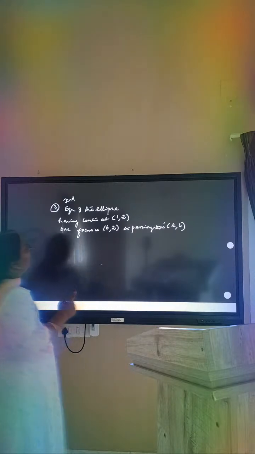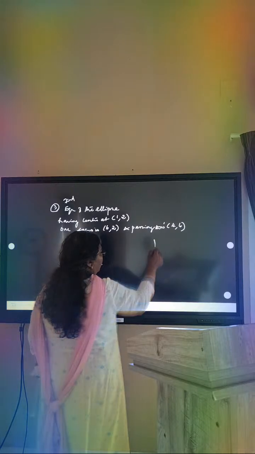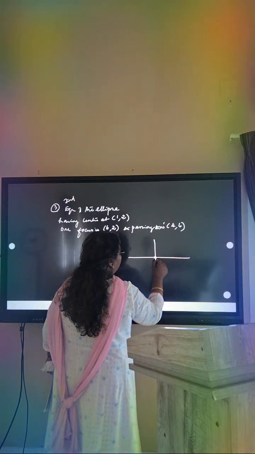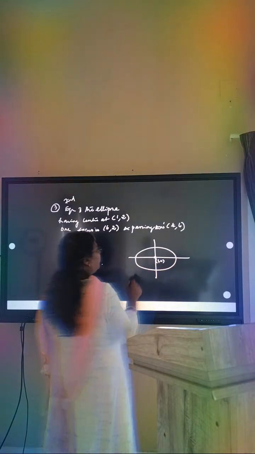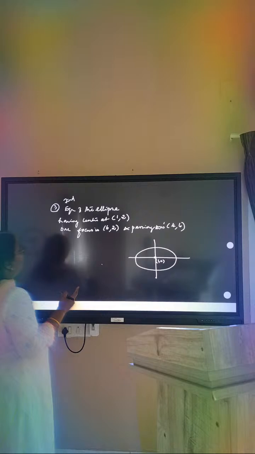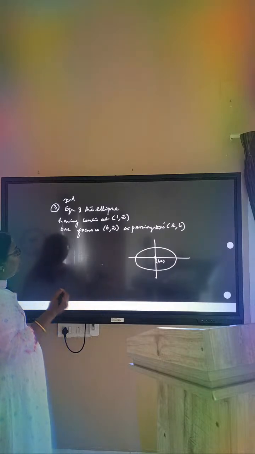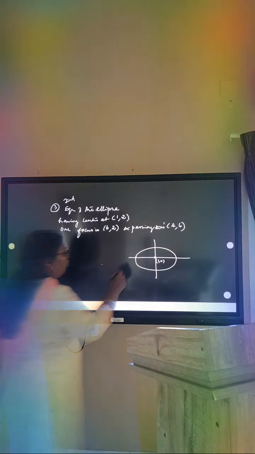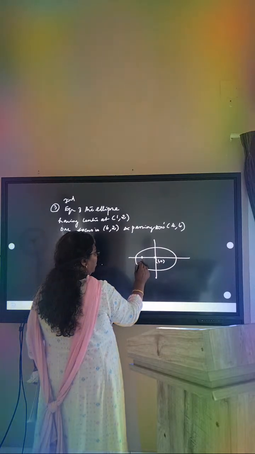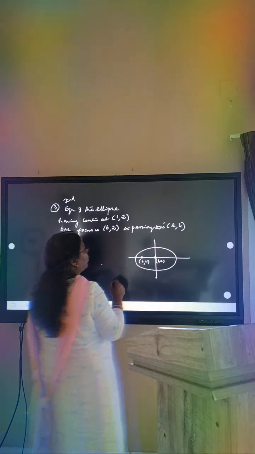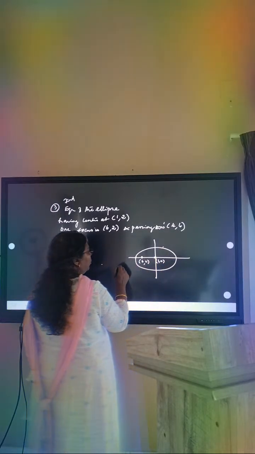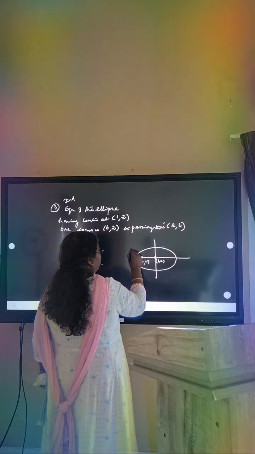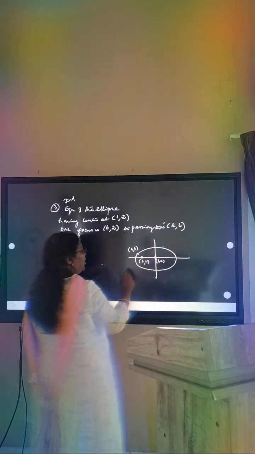Find the equation of the ellipse having the center at 1, 2. So the center of the ellipse is 1, 2, it's given. Find the equation of the ellipse whose center is at 1, 2. One focus is at 6, 2, and passing through the point 4, 6. Okay, so we have to find the equation.